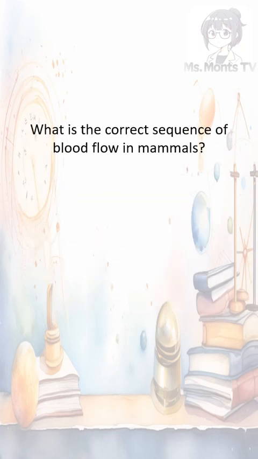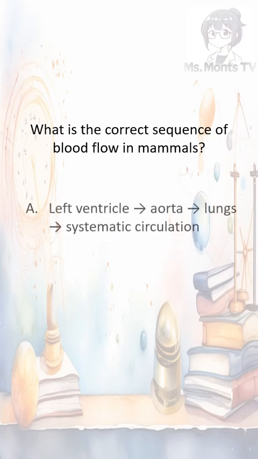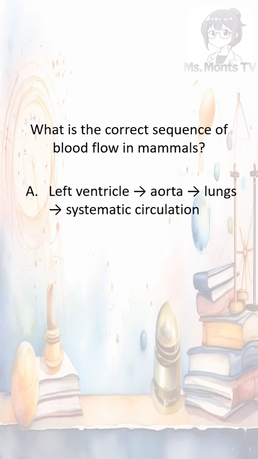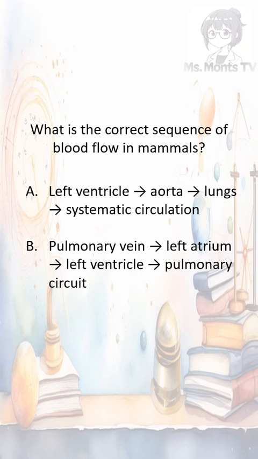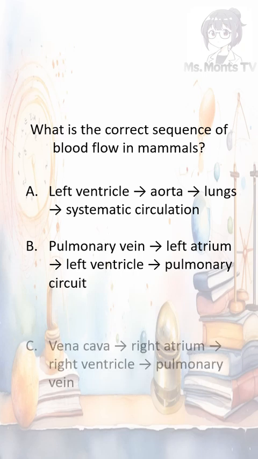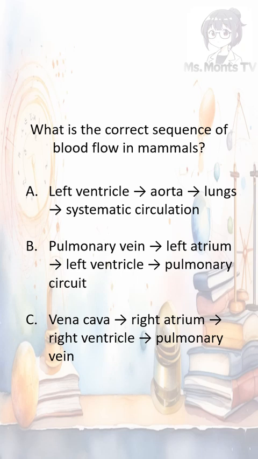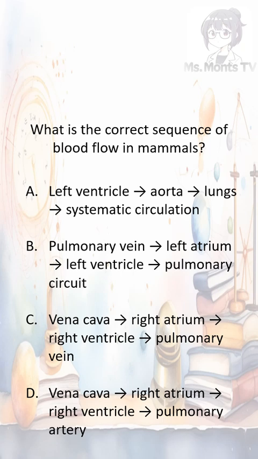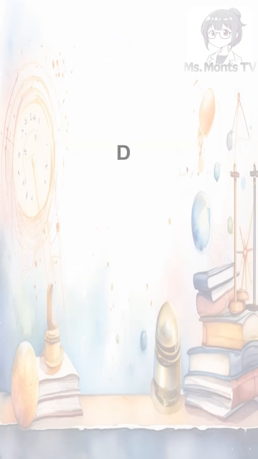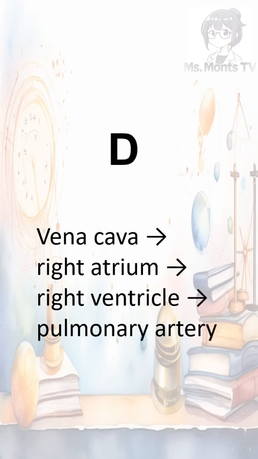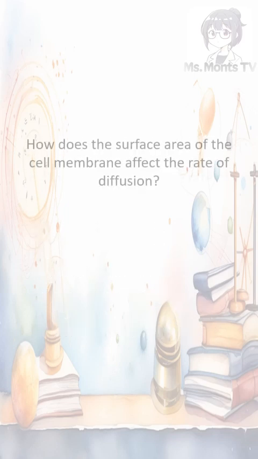What is the correct sequence of blood flow in mammals? A. Left ventricle, aorta, lungs, systemic circulation. B. Pulmonary vein, left atrium, left ventricle, pulmonary circuit. C. Vena cava, right atrium, right ventricle, pulmonary vein. D. Vena cava, right atrium, right ventricle, pulmonary artery. D. Vena cava, right atrium, right ventricle, pulmonary artery.